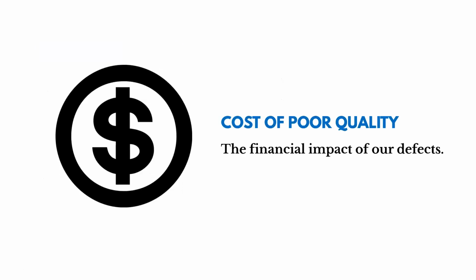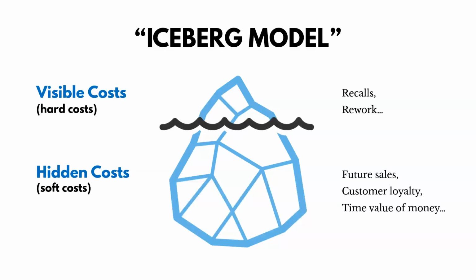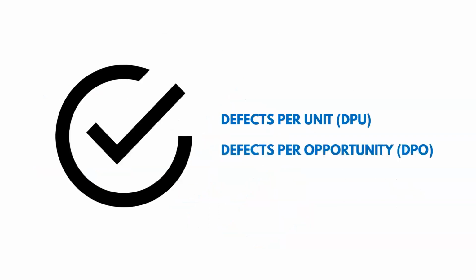Now, we already talked about one of the key cost measurements, the cost of poor quality. That's the financial impact of our defects. And we use this thing called the iceberg model to understand them. We have these visible or hard costs at the top, and then hidden or soft costs at the bottom. And sometimes those hidden costs represent a larger portion of our problem. Now, for now, let's talk about some of our defect measurements. The two key ones are going to be defects per unit and defects per opportunity.